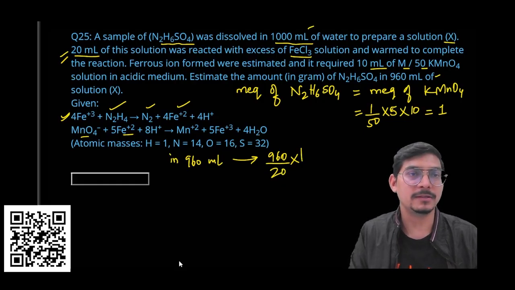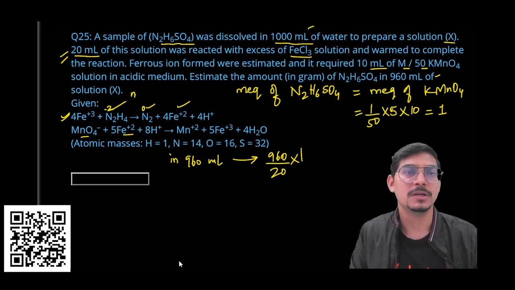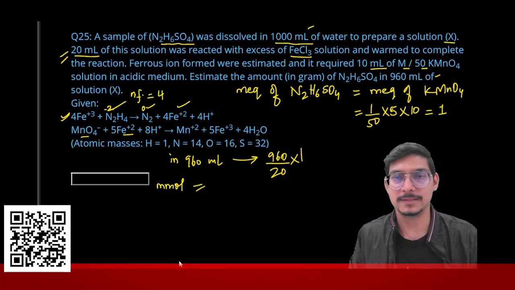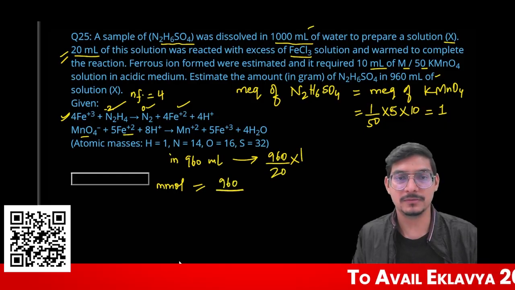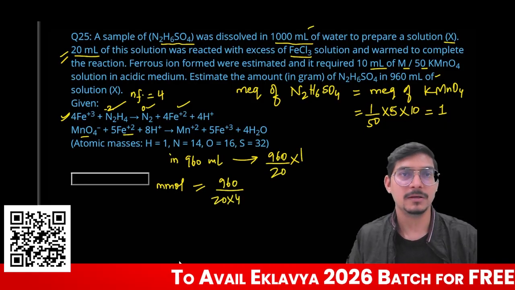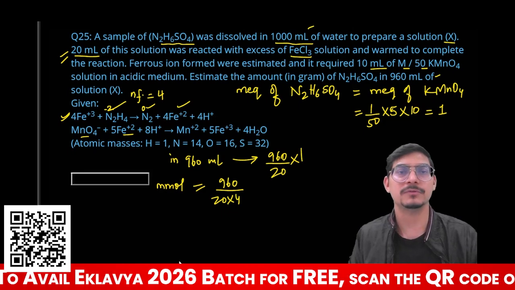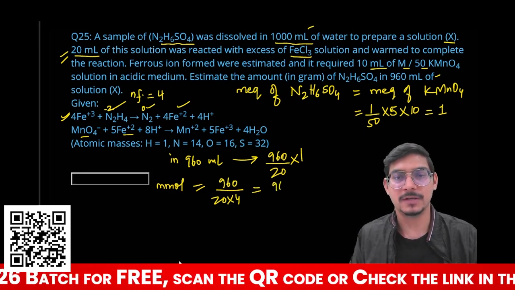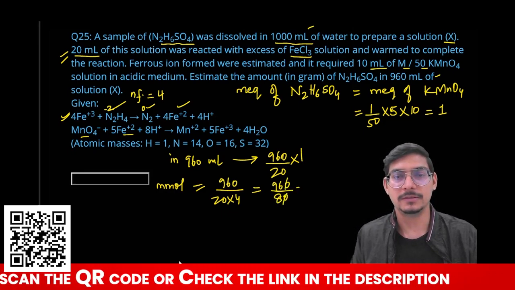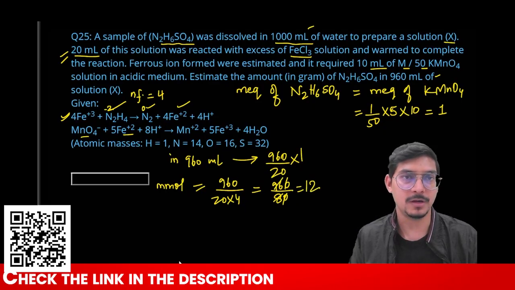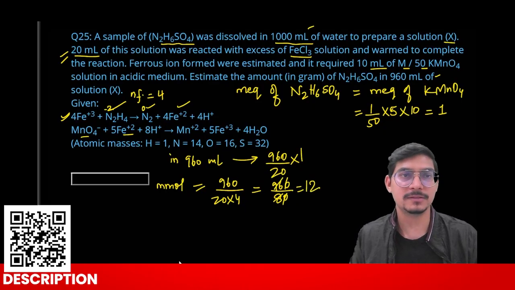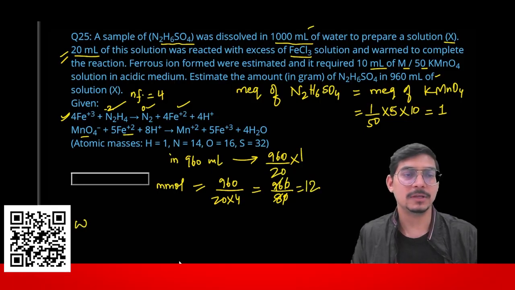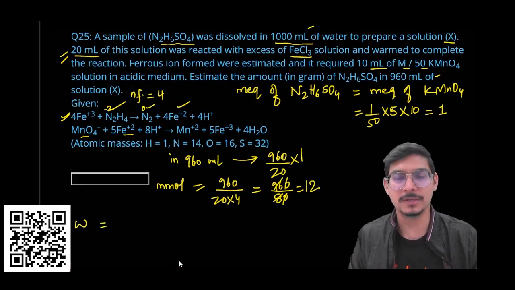Now here we can see that in hydrazine, nitrogen is going from an oxidation state of -2 to 0, and there are 2 nitrogen. So the total number of electrons lost by N2H4 is 4. So the n factor of hydrazine here is 4, which means that millimoles of N2H6SO4 here is 960 divided by 20 multiplied by 1 divided by 4, right? Because milliequivalent is millimoles into n factor, so millimoles will be milliequivalent divided by n factor. So we have 960 divided by 80, which would be 12. So the amount of N2H6SO4 in 960 ml of solution is 12 millimole. To calculate the mass, we have to take number of moles and multiply it by molar mass.